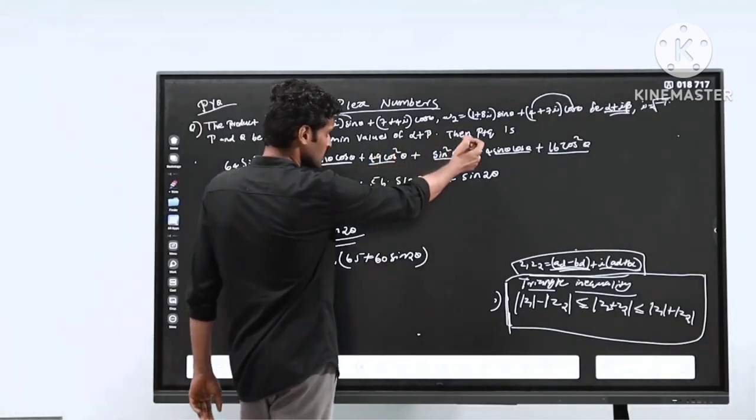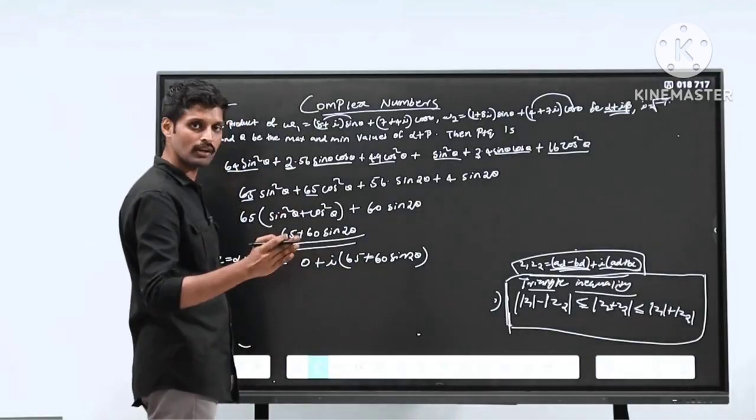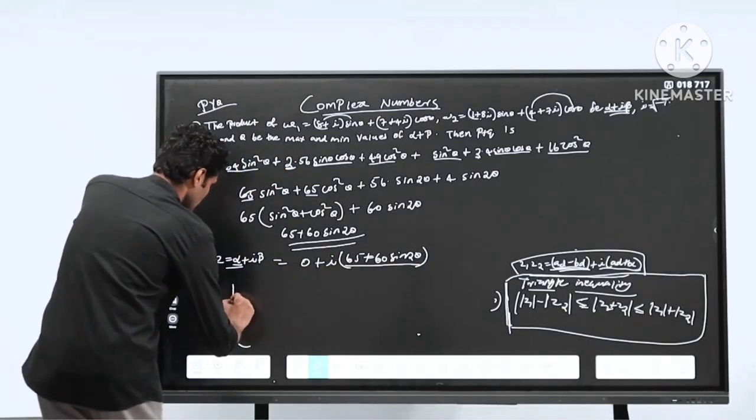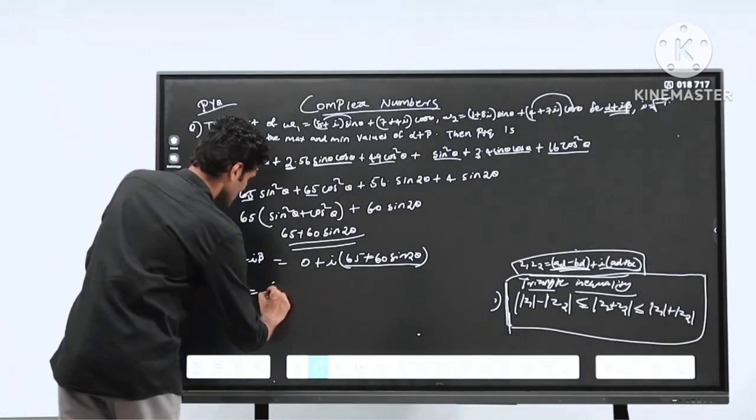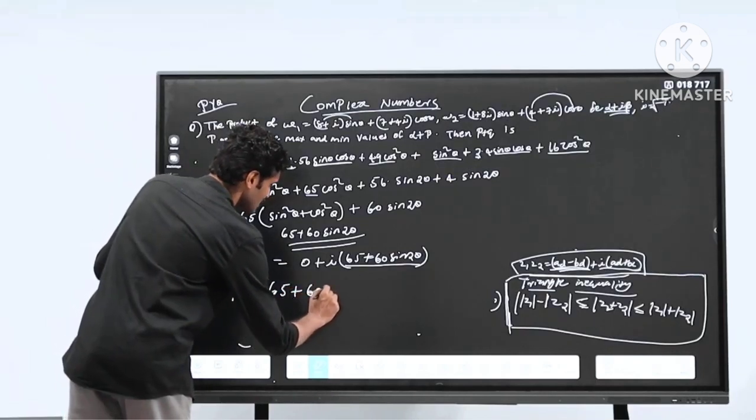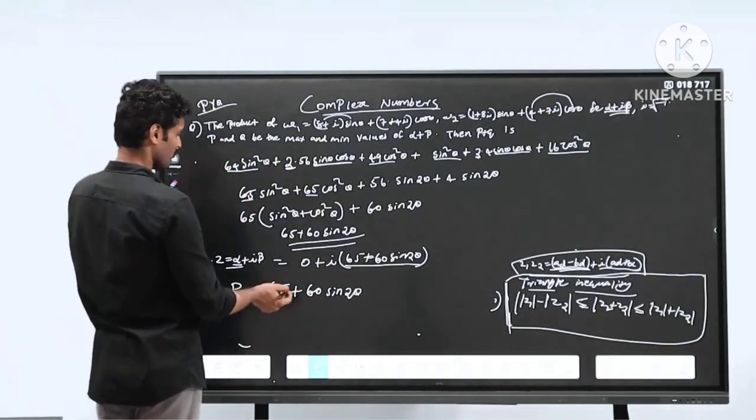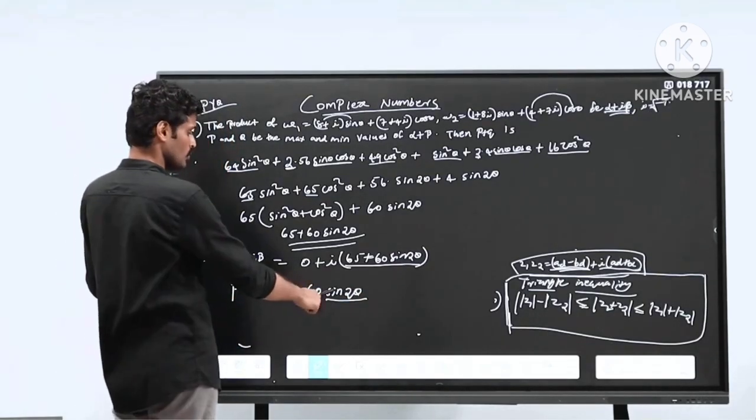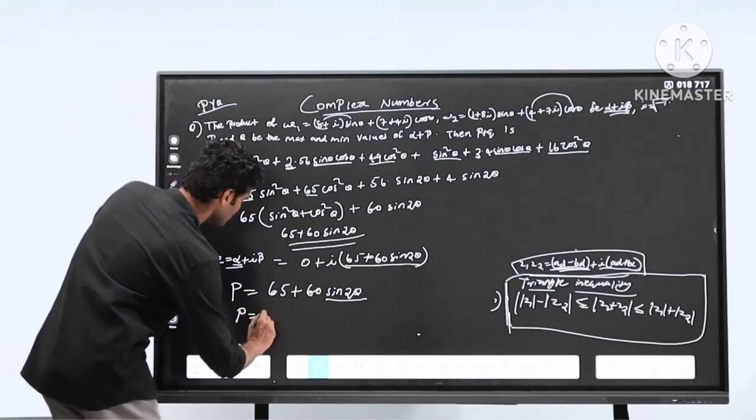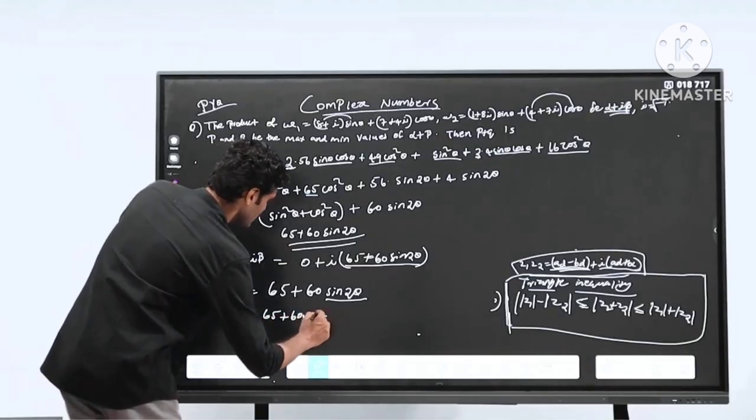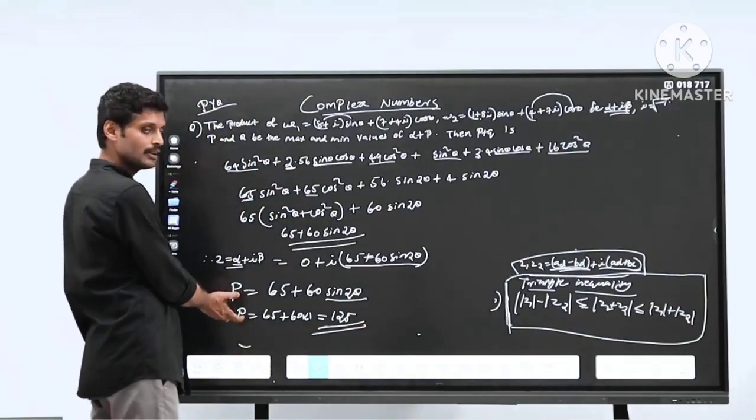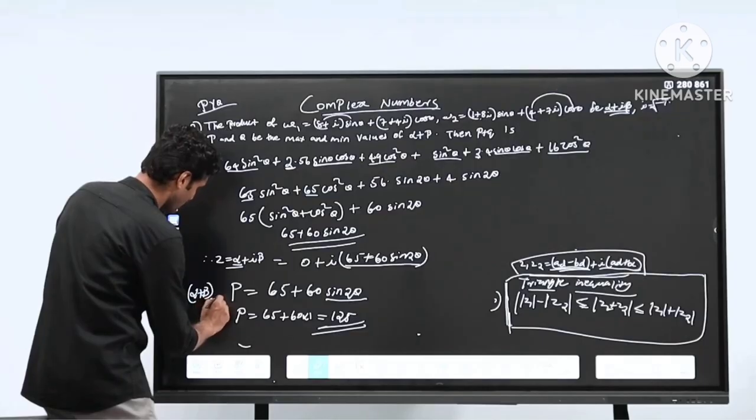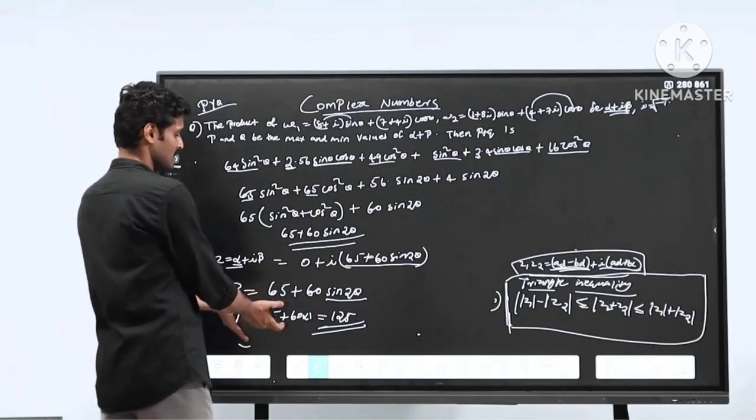Then in the question it is given that P is the maximum value and Q is the minimum value. What will be the maximum value from this? Maximum value means 65 plus 60 into sin 2 theta. For maximum, the value of sin 2 theta should be 1. So P will be 65 plus 60 into 1, that is 125. So the maximum value P is 125.